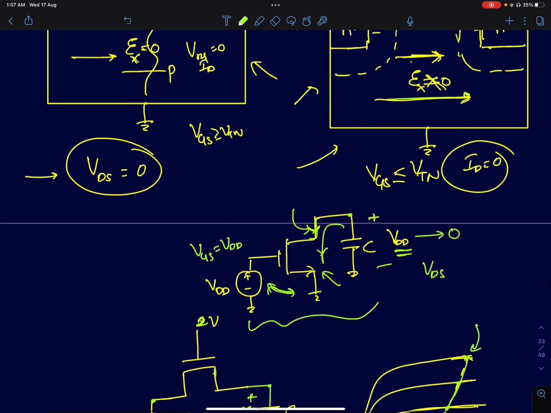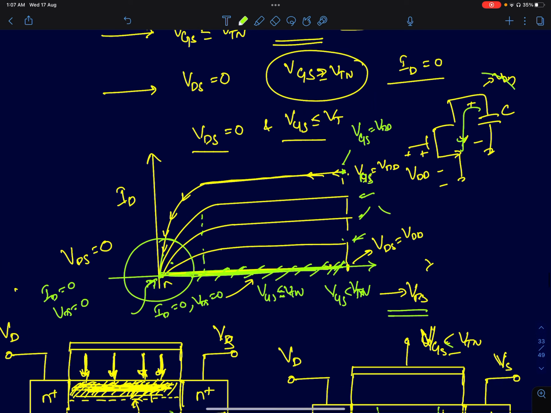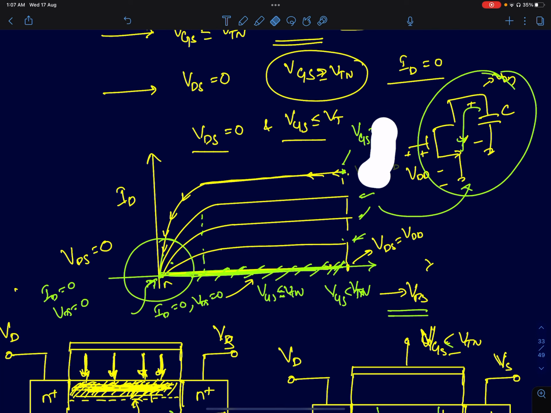I can show that on an ID versus VDS graph as well. Showing the same circuit here, we can assume this is the graph which corresponds to, say, VGS equals VDD, and on the x-axis this point is VDS equal to VDD. As the device starts conducting, it's discharging the capacitor, which means the drain to source voltage is decreasing. So you will move along this line on this graph, and eventually when VDS becomes equal to zero, the drain current also becomes zero. So you will be traversing along this graph here.